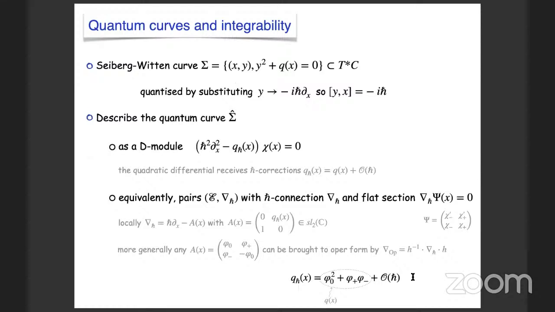I have a question here. So yeah. How do you choose the operator ordering? I mean, you could conjugate y by a function of x. Classically, mm-hmm. That would be the same Seiberg-Witten curve. Right? I could take, instead of y squared, I could write f of x, y squared, 1 over f of x.